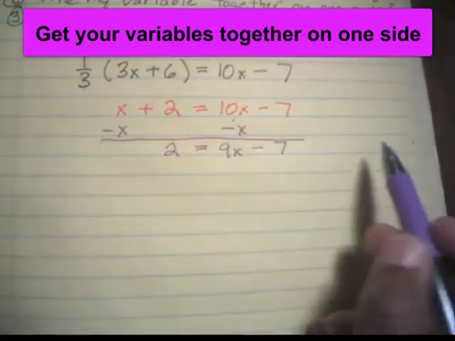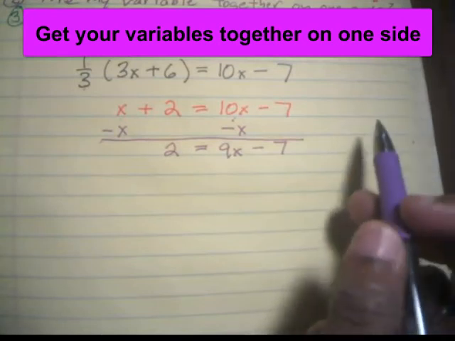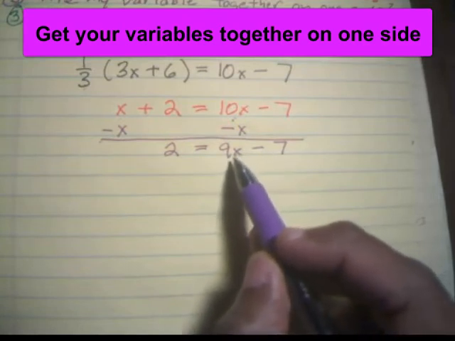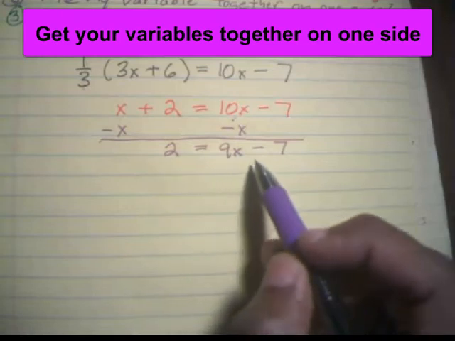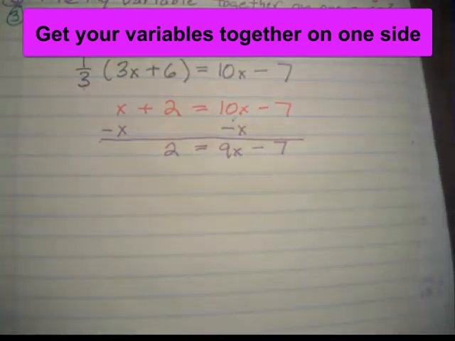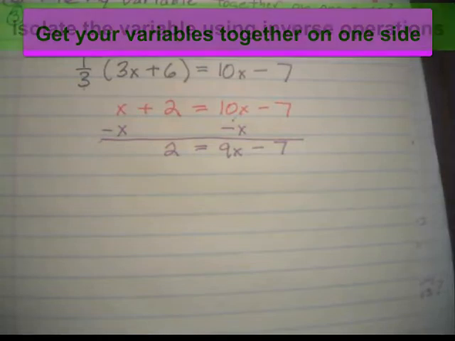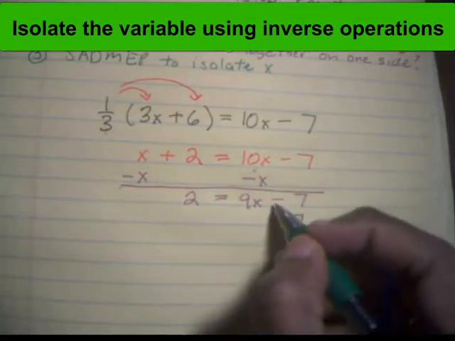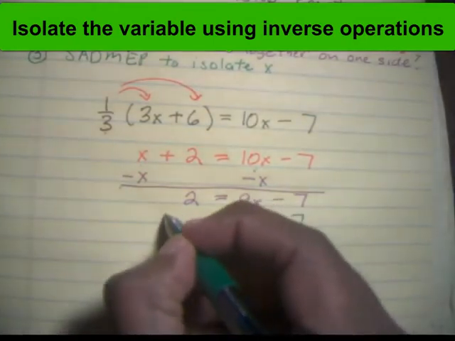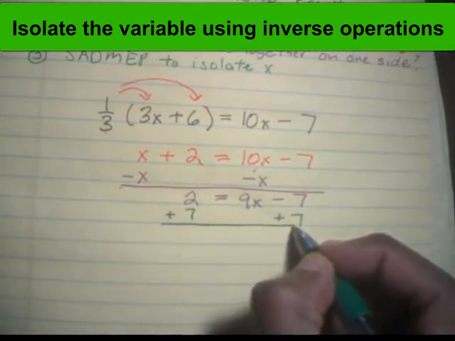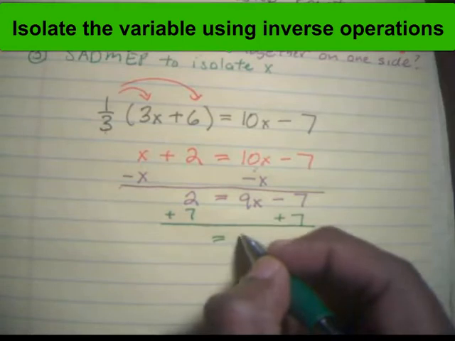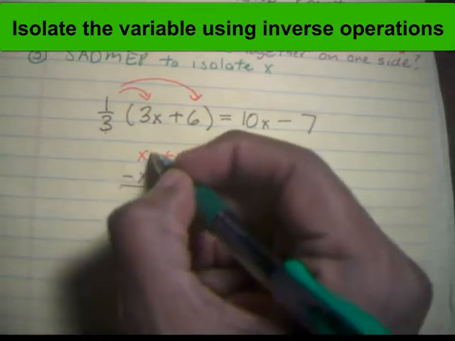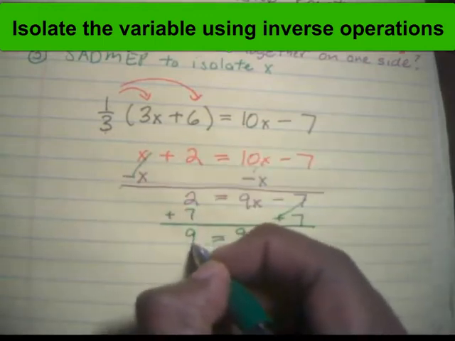We're still trying to get the variables together on one side, and actually we do have them there. There are no variables on the left, all variables on the right. So now we have a two-step equation. I need to get rid of this 7, so let's use the opposite of subtracting 7: add 7 to both sides. The 7s cancel, bring down my 9x, and 2 plus 7 is 9.